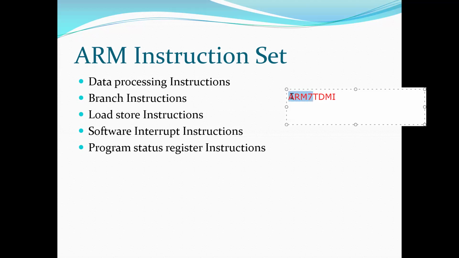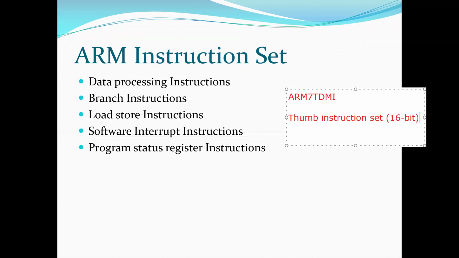ARM7, this number 7 belongs to the family. In version 4, it belongs to version 4. And what is T? T stands for Thumb instruction set. It supports the Thumb instruction set also, which is of 16-bit width.